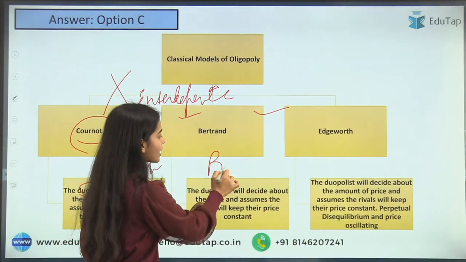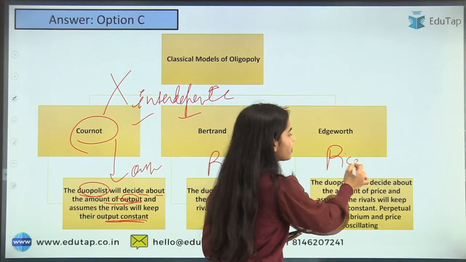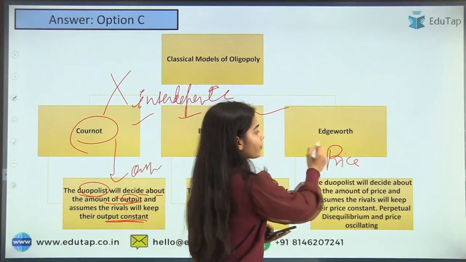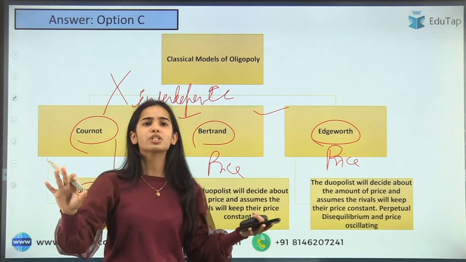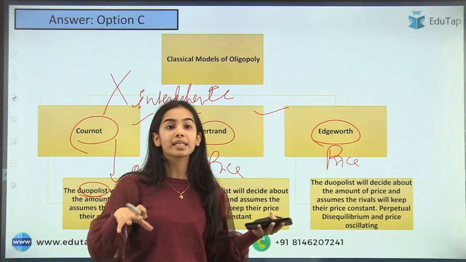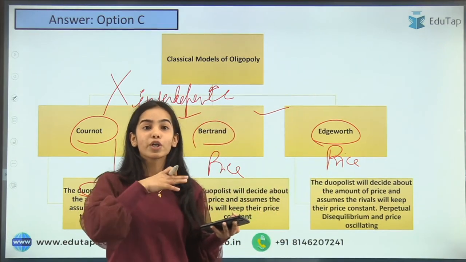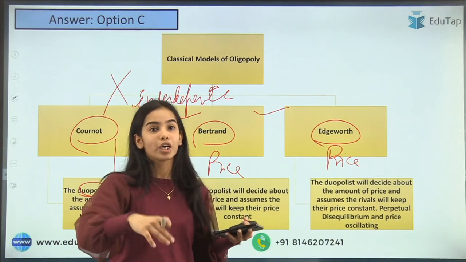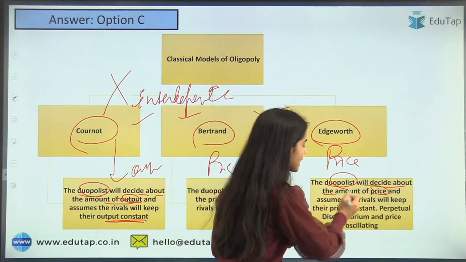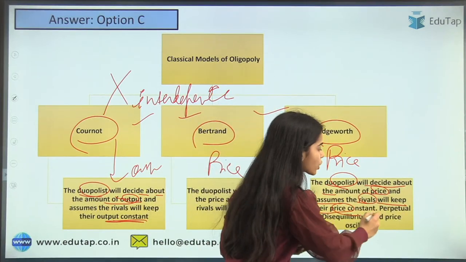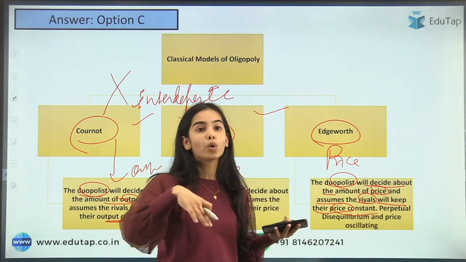Bertrand said that the rivals will keep their price constant. Edgeworth also said that the rivals will keep their price constant, but in Bertrand, the producers can produce how much they want. They can even cover the whole market's demand. But Edgeworth said that is not realistic. A single firm cannot control all of the demand of the market. So he said that the duopolist will decide about the price and assume the rivals will keep their price constant, and they will only produce a part of the market and not the whole demand of the market.